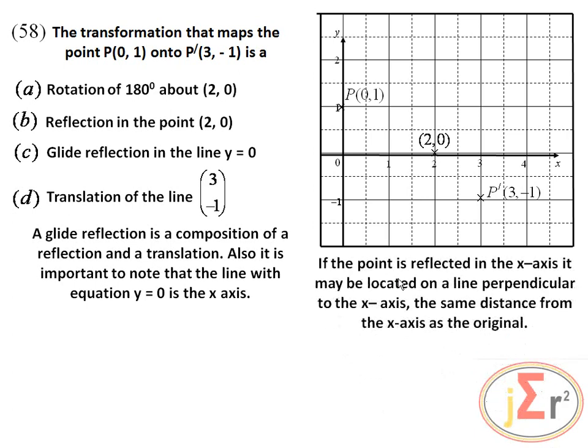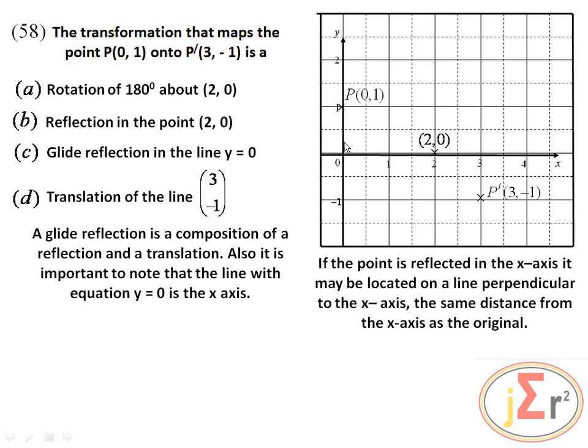If the point is reflected in the x-axis, it may be located on a line perpendicular to the x-axis, the same distance from the x-axis as the original. Do not forget that in a reflection, the object and its image are equal distance from the mirror line, and the line joining the point and its image is perpendicular to the mirror line. So if we are reflecting this point in this mirror line, we are sure that it is going to be located somewhere on this line that is perpendicular to the mirror line.